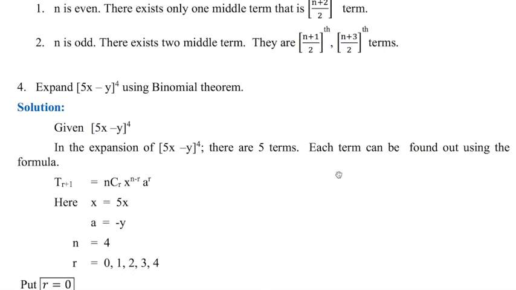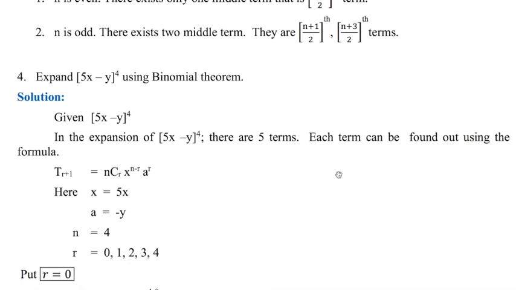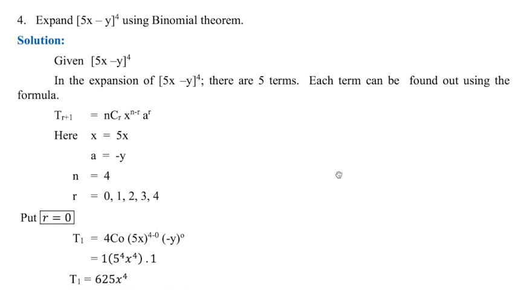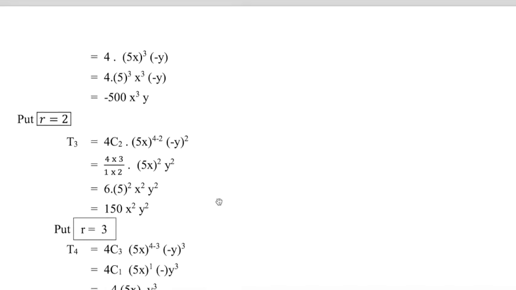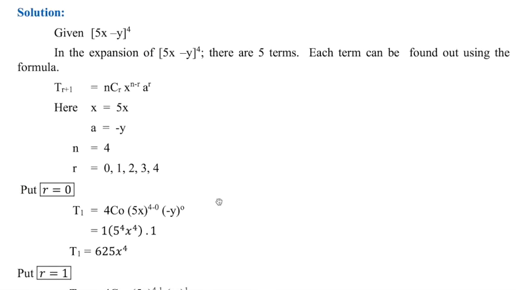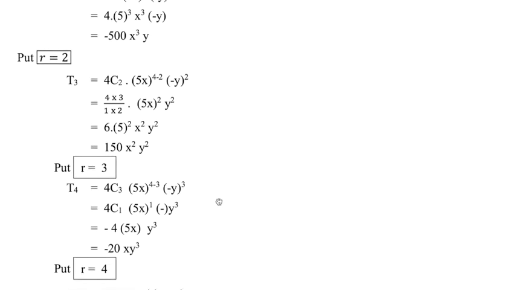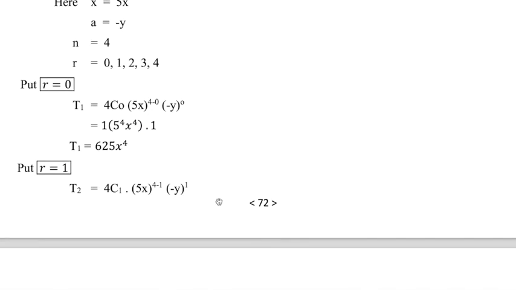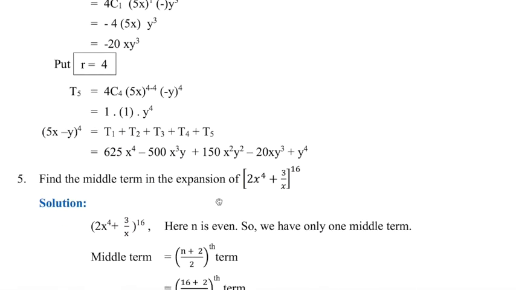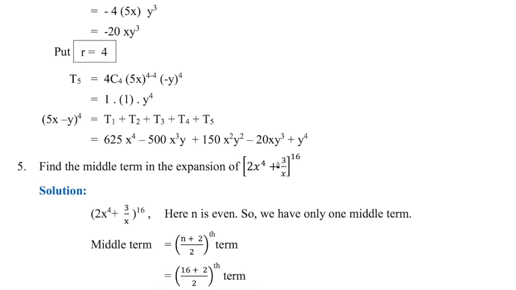Expand (5x minus y) whole power 4 using the binomial theorem. Follow the same procedure. How many terms will come? 5 terms have to come. Put r from 0 to 4, r equal to 4, and add them up.